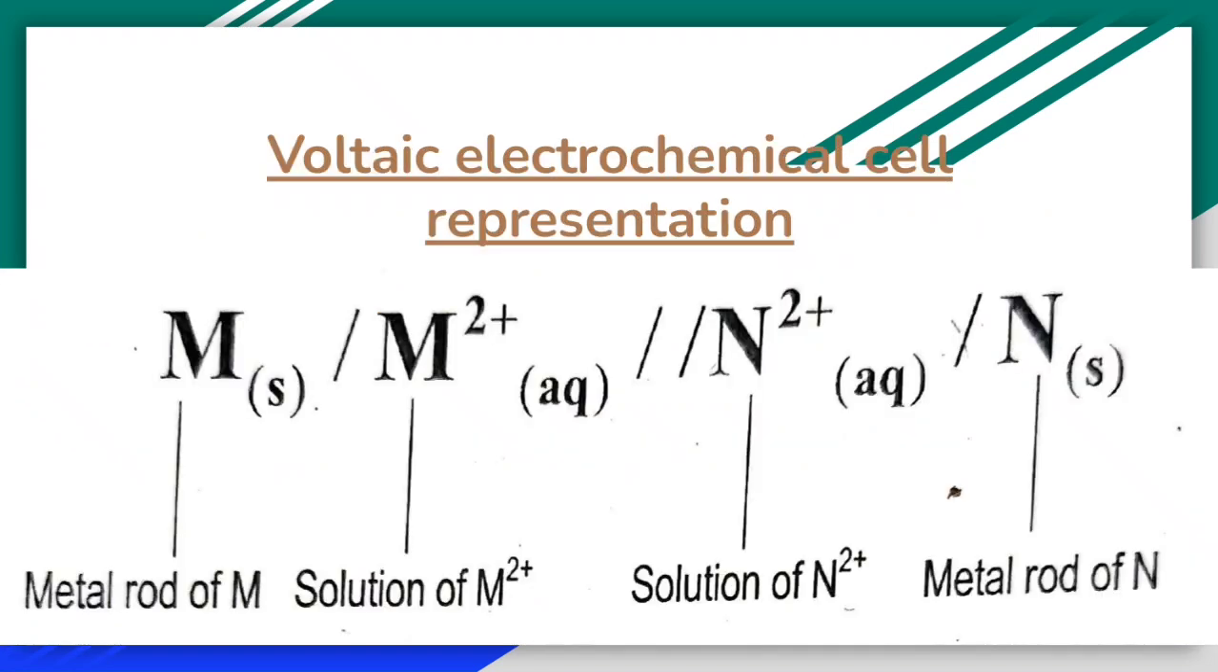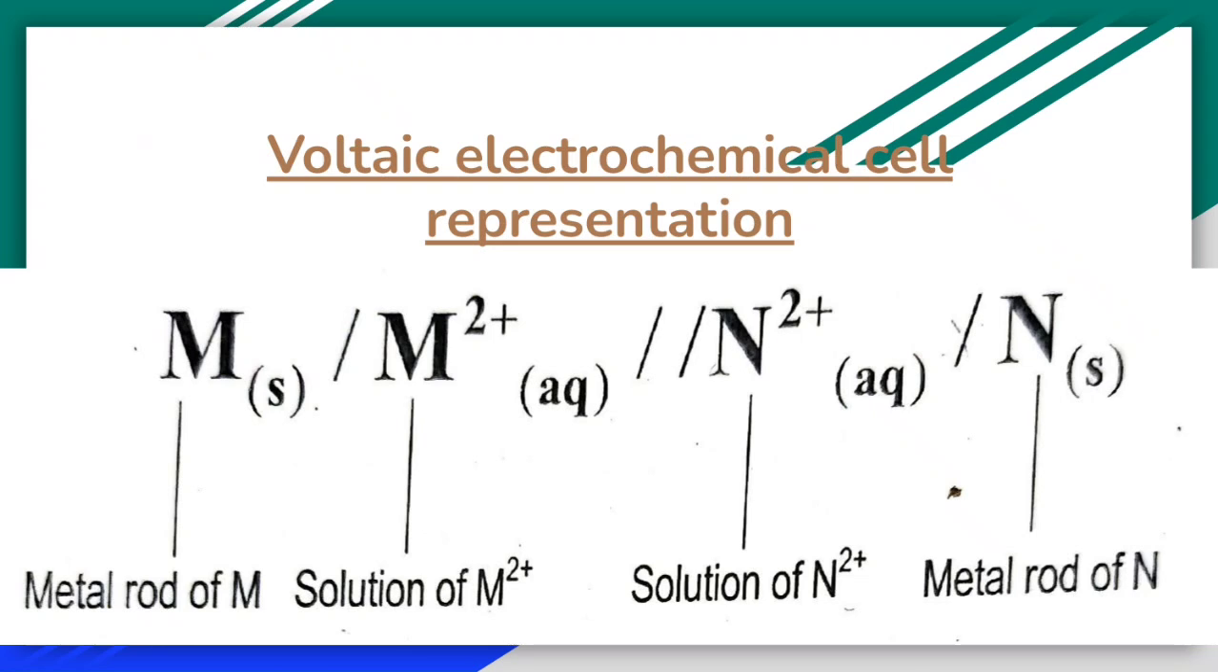Let us now look at the voltaic electrochemical cell representation. So, how is it represented? It is represented as shown in this diagram, where M is the metal rod of the first metal on the left hand side. For example, if it is zinc and copper, of course zinc will be on the left hand side. So you write Zn solid, stroke, the solution of zinc, so you can write zinc ions aqueous. Then these two strokes represent the salt bridge, from the solution of the first half cell to the solution of the second half cell. The salt bridge is connecting the solutions.